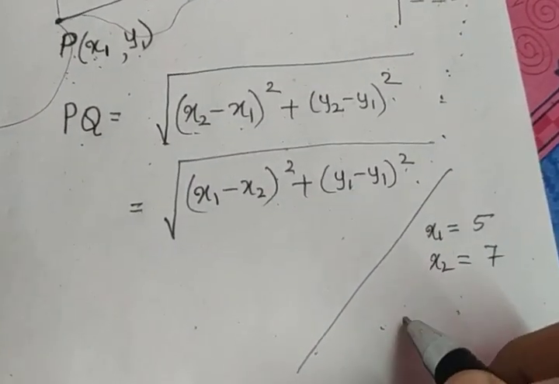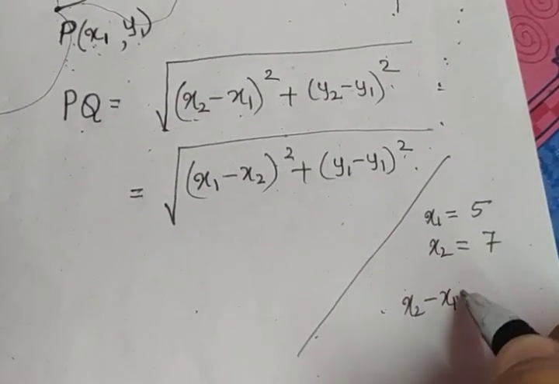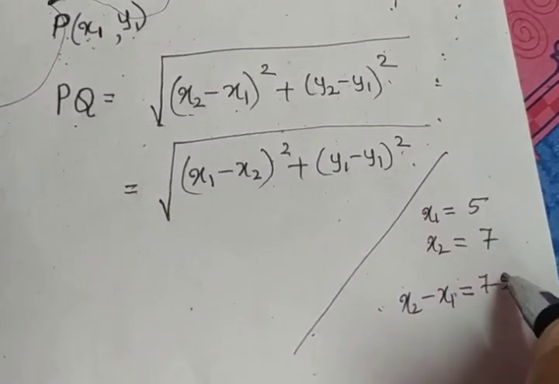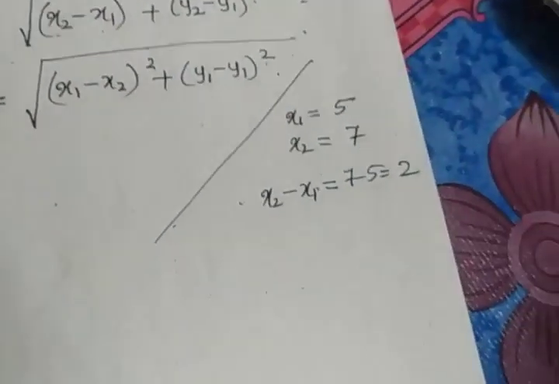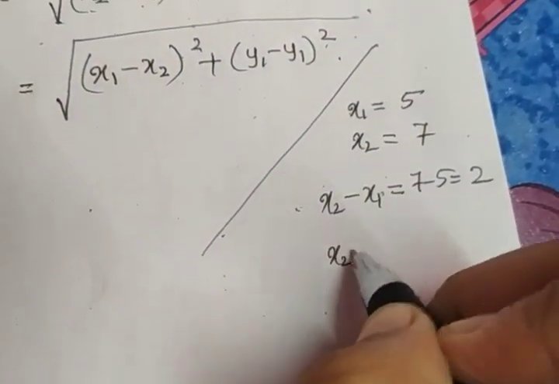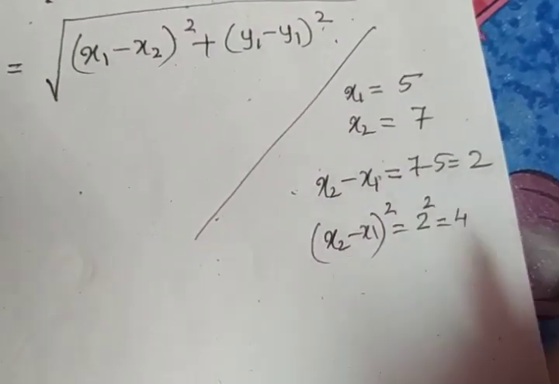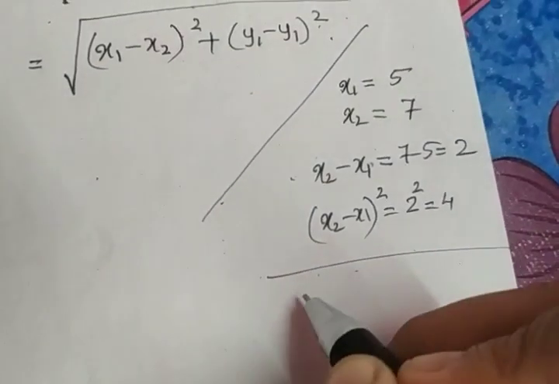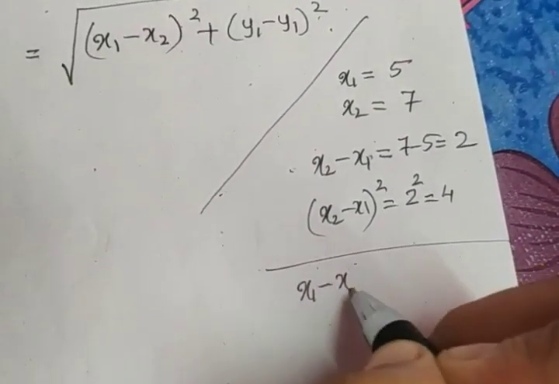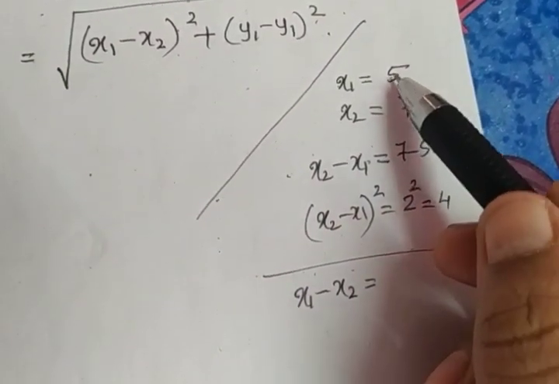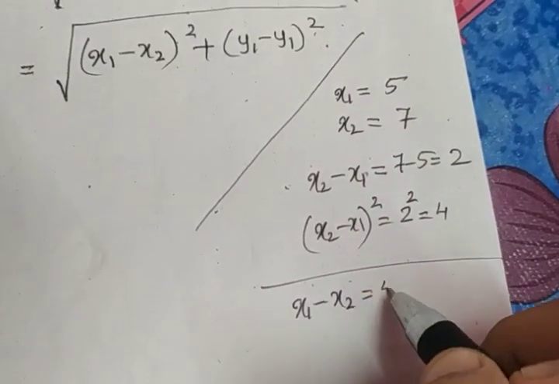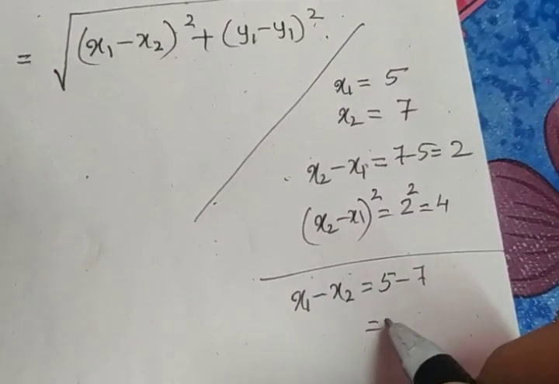Okay. Then what is x2 minus x1? x2 minus x1 is 7 minus 5, which gives you 2. Okay. And what is x2 minus x1 the whole square? That is 2 square, 4. Okay. Again in the reverse way, I am calculating x1 minus x2. What is x1 minus x2? 5 minus 7, isn't it? 5 minus 7 gives you the value minus 2.